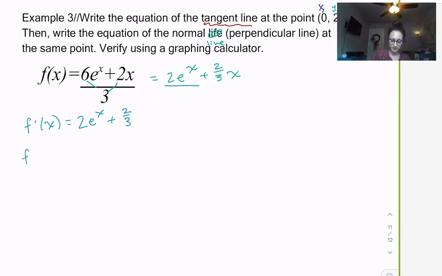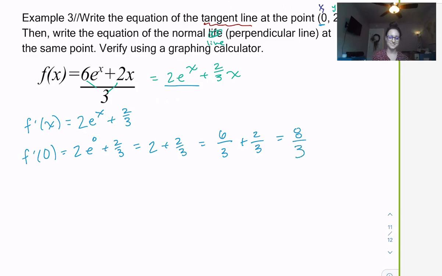Now, where do I want to evaluate this at? What x value? At 0, okay? So I have 2e to the 0 plus 2/3. E to the 0 is what? Is 1. So I have 2 plus 2/3. Getting a common denominator here would be 3, so that'd be a 6. So I'm getting 8/3. Okay?